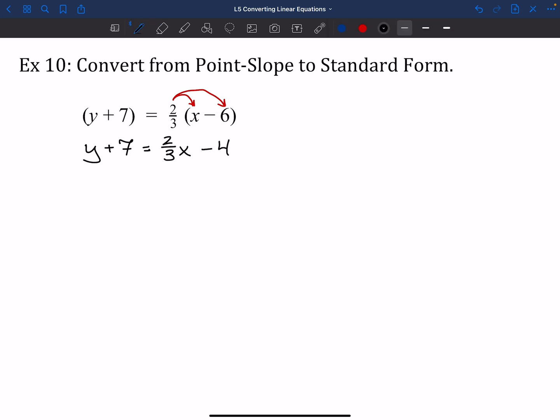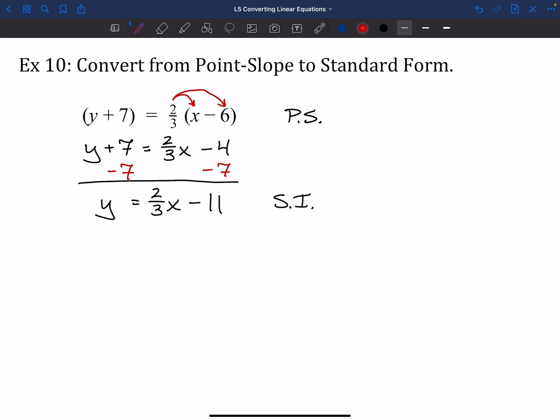From here, I still need to get myself into slope-intercept form along the way. So I'm going to move that 7 away from where the y is. In this case, that means I'm going to subtract 7. So we get that y is equal to 2/3 x, negative 4, take away 7 more, brings us down to negative 11. All right, cool. So again, we started in point-slope. We've now made it to slope-intercept. We've got a little bit more to do to get ourselves to standard form.